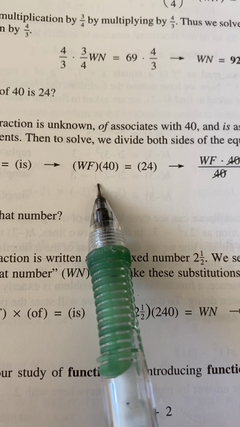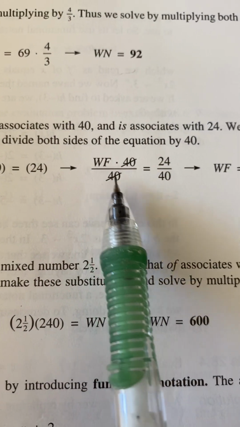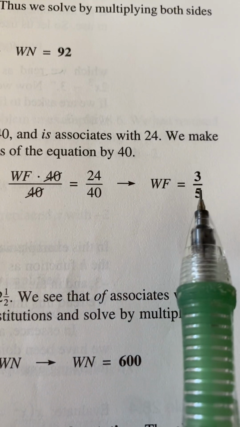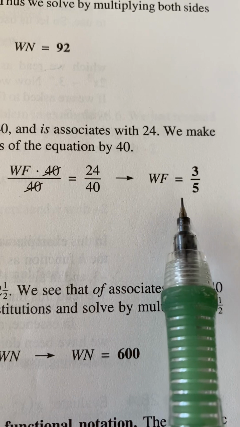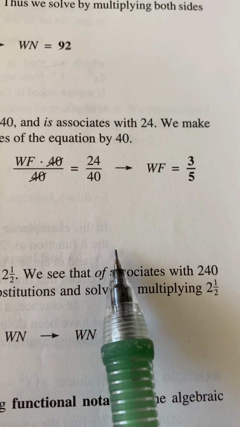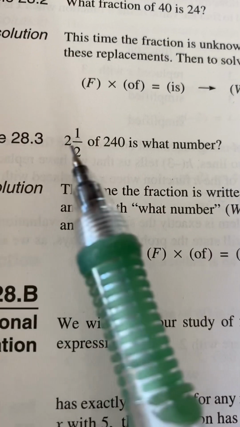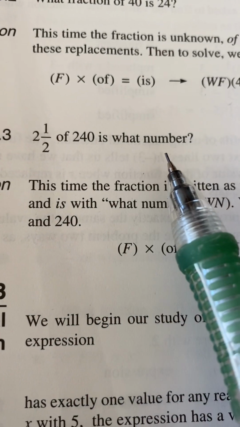So we divide this side by 40, divide this side by 40, and we get our fraction is 24 over 40, which can be simplified. They both are divisible by 8, so the fraction is 3/5. So now the last example, 2 1/2 of 240 is what number?